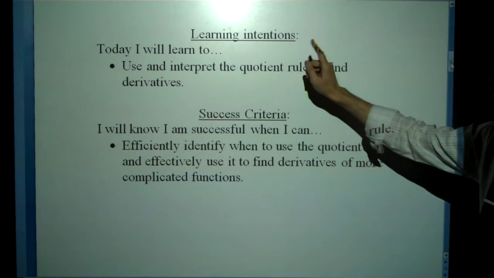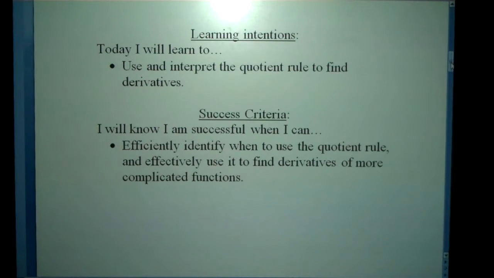Today we're going to talk about the quotient rule. Obviously, if we have two different functions getting multiplied together, we can use the product rule. What happens when those two functions are being divided? We want to be able to identify when to use the quotient rule and then effectively use it.